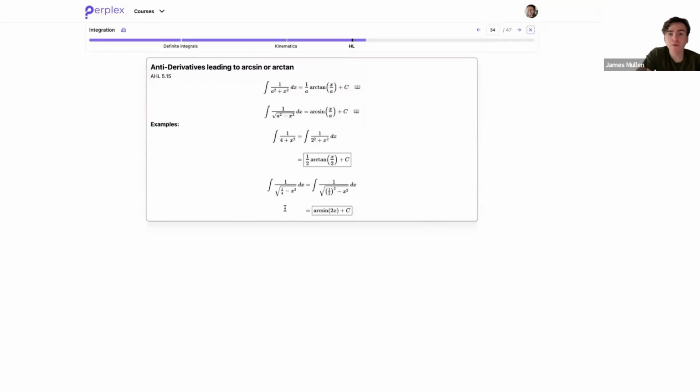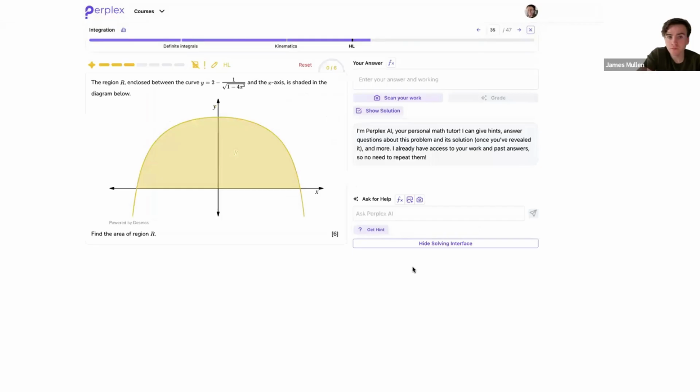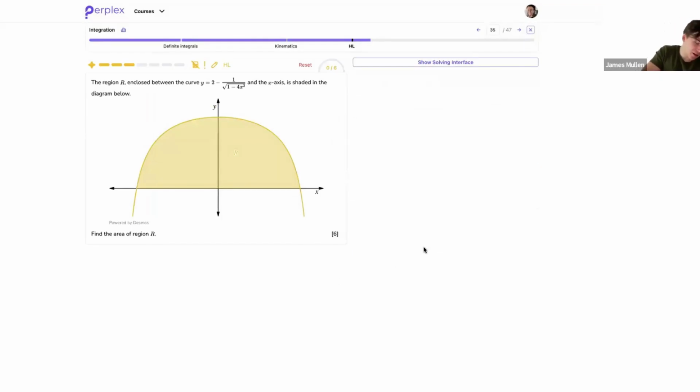Now, it's a bit confusing because this looks a little bit like this, and it actually is. The arcsine and arc tan ones are in your formula booklet separately in general: the integral of 1 over a squared plus x squared is 1 over a arctan of x over a plus c, and the integral of 1 divided by the square root of a squared minus x squared is the arcsine of x over a plus c. So also in your formula booklet. Here's an example that we're going to do. I'm going to give you a minute to get a head start, and then we're going to go over it.